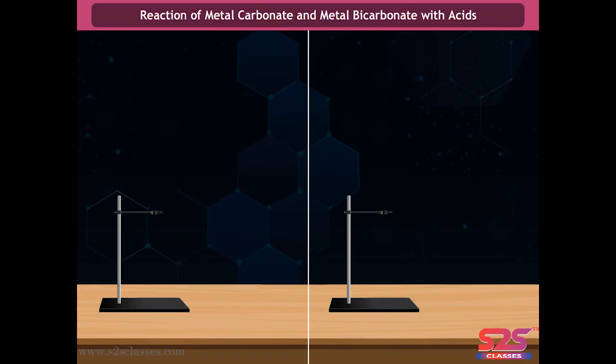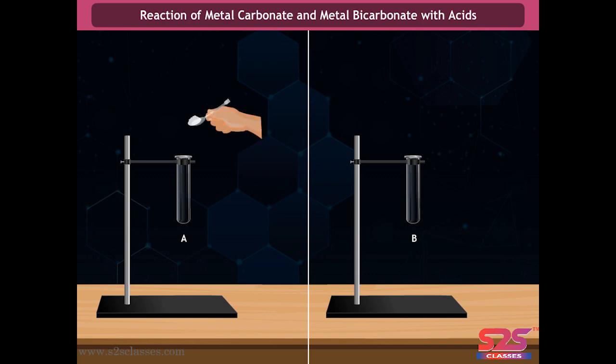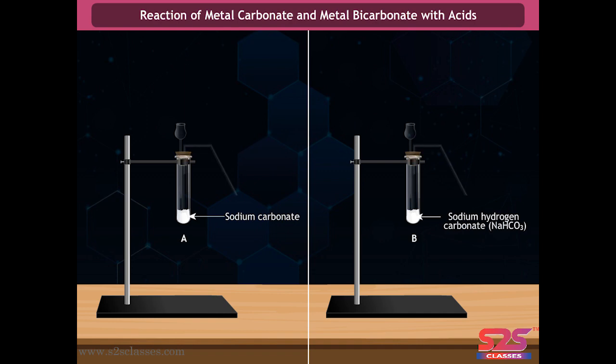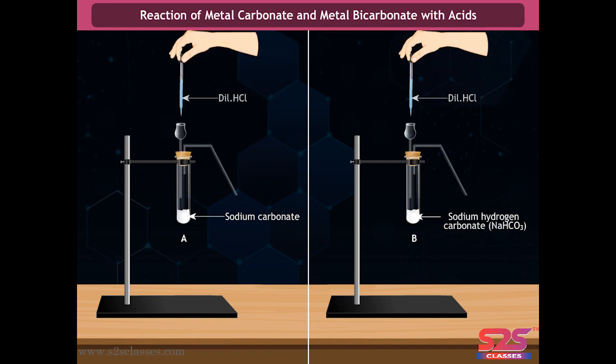Reaction of metal carbonate and metal bicarbonate with acids. Let us explain with the help of an activity. Take 2 test tubes, label them as A and B. Take about 0.5 gram of sodium carbonate, Na2CO3, in test tube A and about 0.5 gram of sodium hydrogen carbonate, NaHCO3, in test tube B. Add about 2 milliliter of dilute hydrochloric acid to both the test tubes.